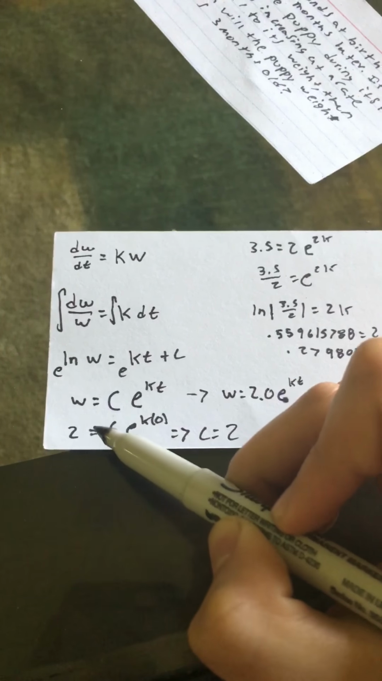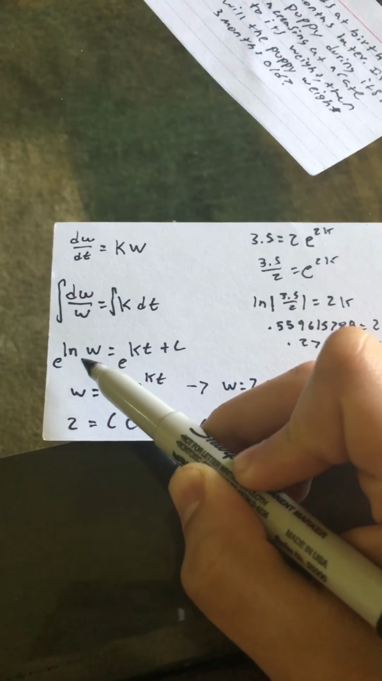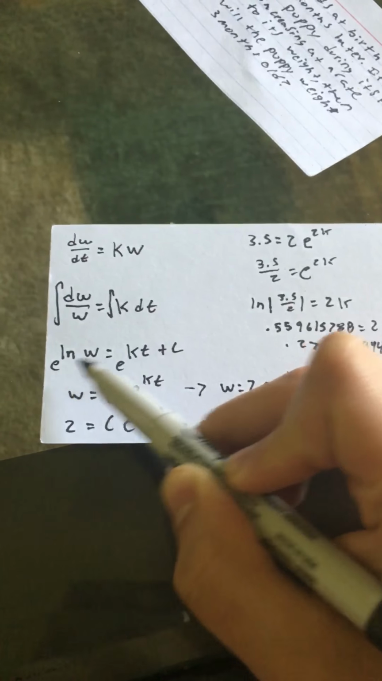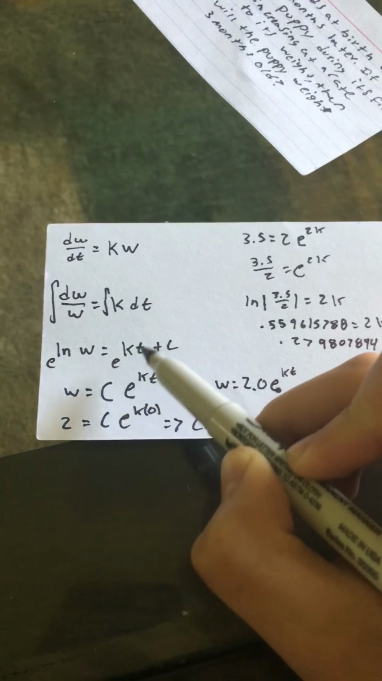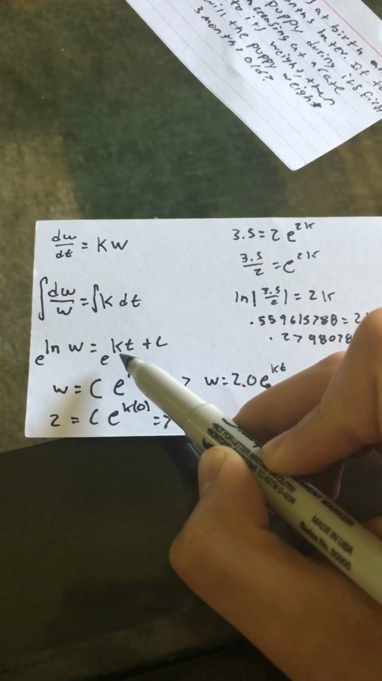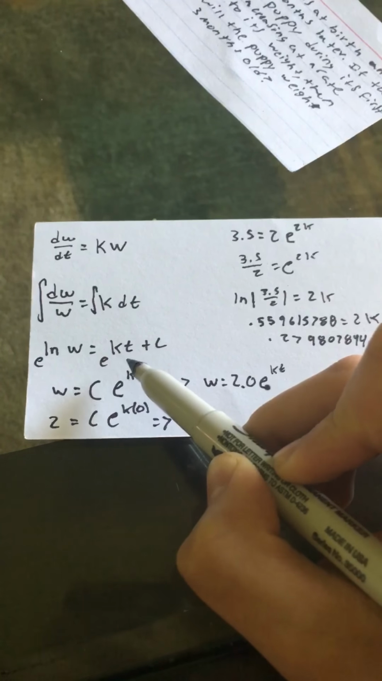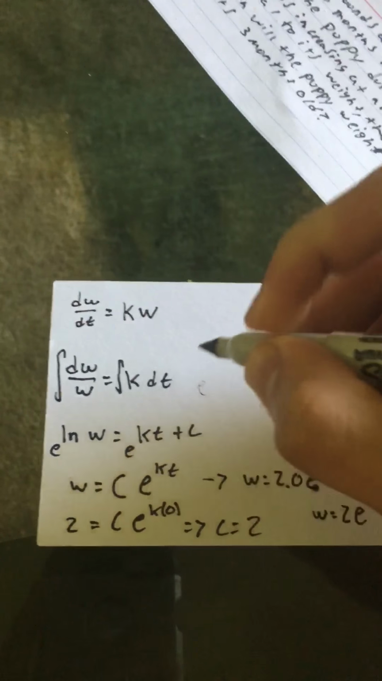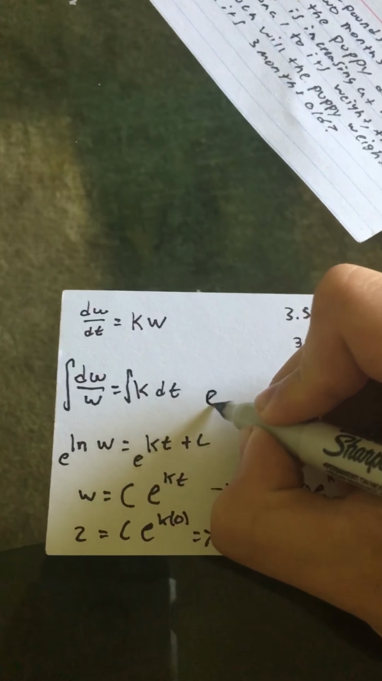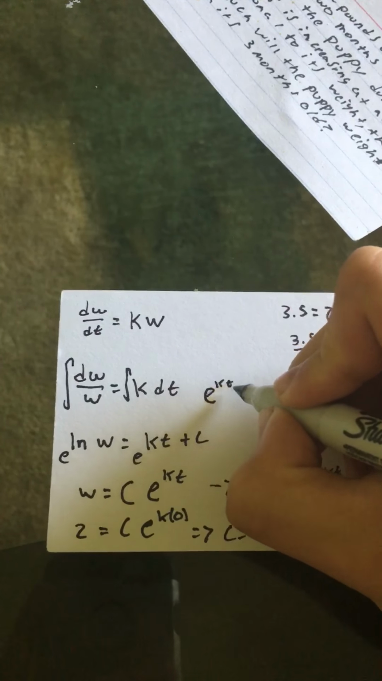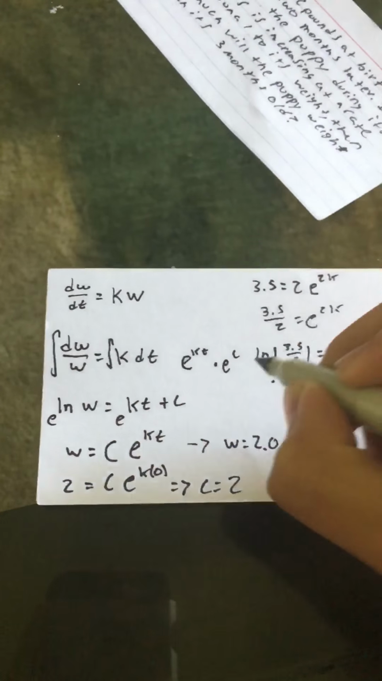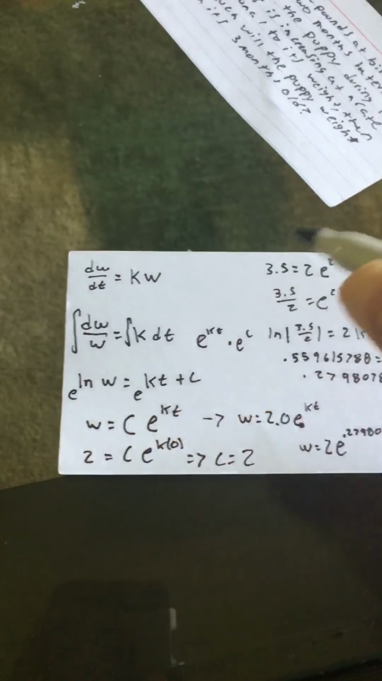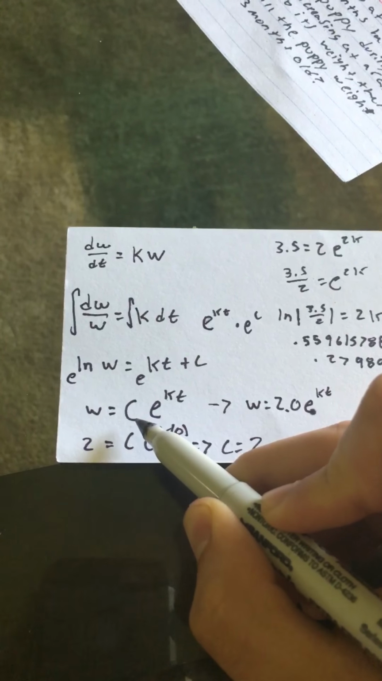And then you have to solve for W, right? To get W by itself, since it's wrapped in a log, you e both sides. So then you have W equals e to the kt plus C. That's e to the kt times e to the C, right? And then e to the C is just another constant, so that's why it becomes a bigger C right here.